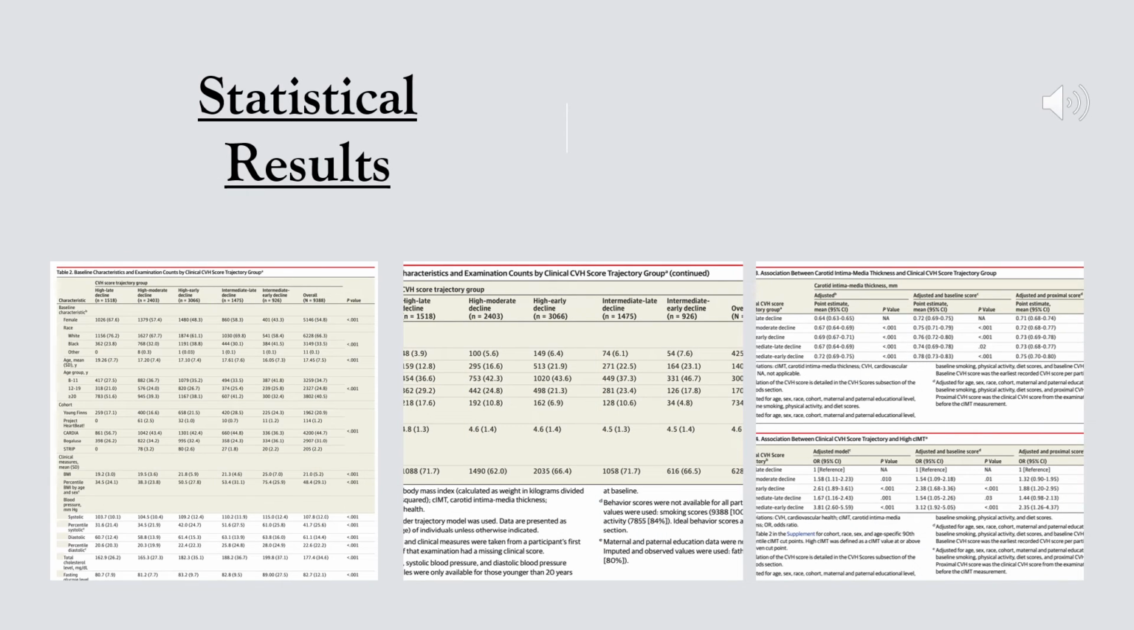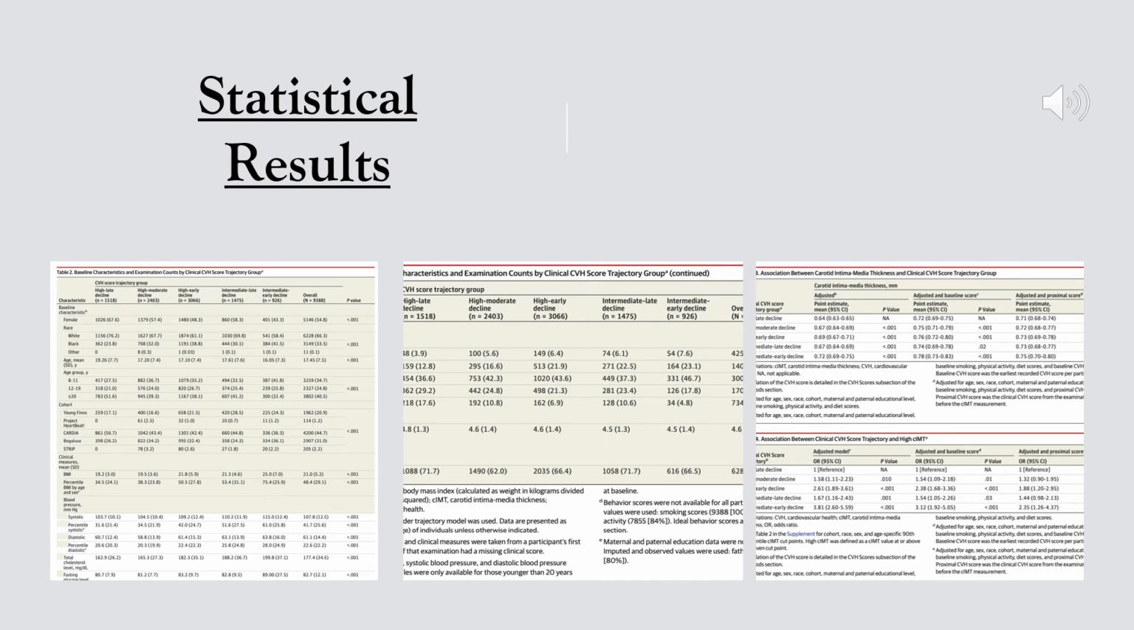Here we have 3 charts that are listed. The one to your nearest left states the baseline characteristics and examination counts by clinical cardiovascular health score trajectory group. If you look closely, it breaks down the characteristics of what they're looking for. They're going by gender, which is female, the race of white, black, and other, the age mean, age group, the cohort, and then the clinical measures of the BMI, blood pressure, cholesterol level, and glucose level.